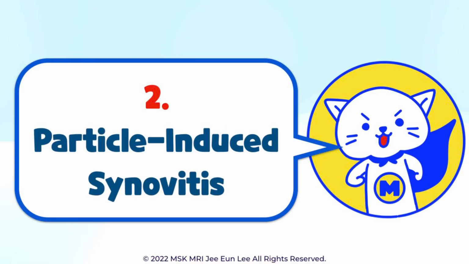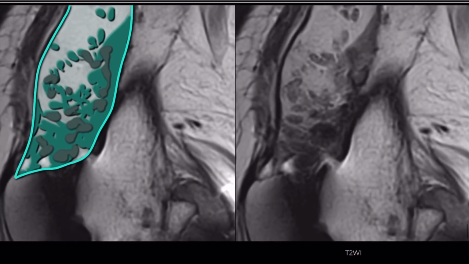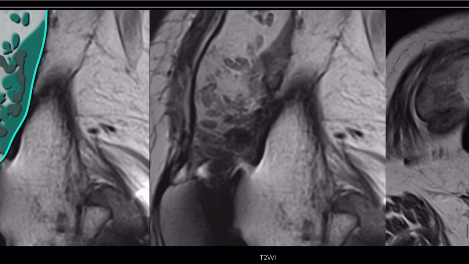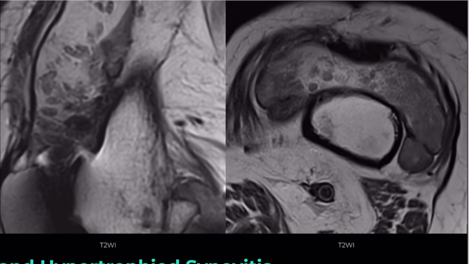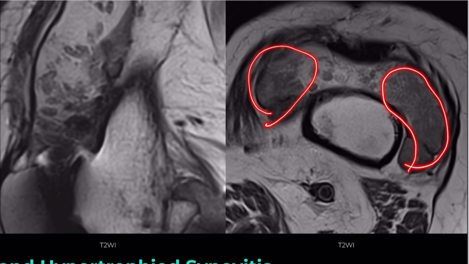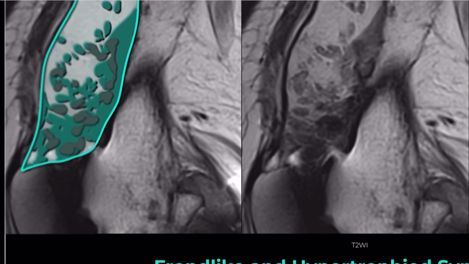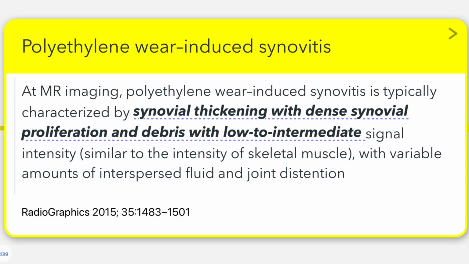Case 2, Particle-Induced Synovitis. Our second patient exhibits frond-like and hypertrophied synovitis on MR imaging, indicative of polyethylene wear-induced synovitis. This type of synovitis is characterized by synovial thickening with dense synovial proliferation and debris with low to intermediate signal intensity, similar to skeletal muscle, along with variable amounts of interspersed fluid and joint distension.